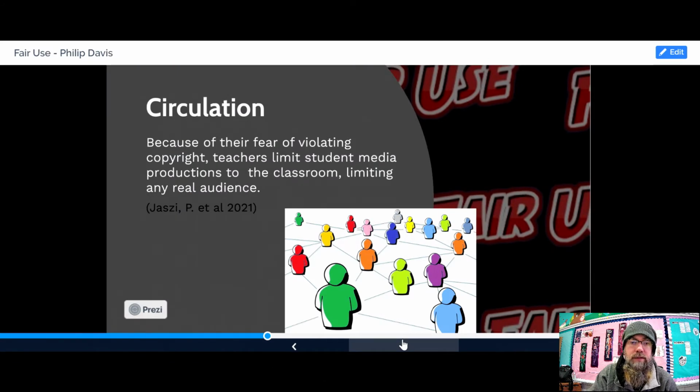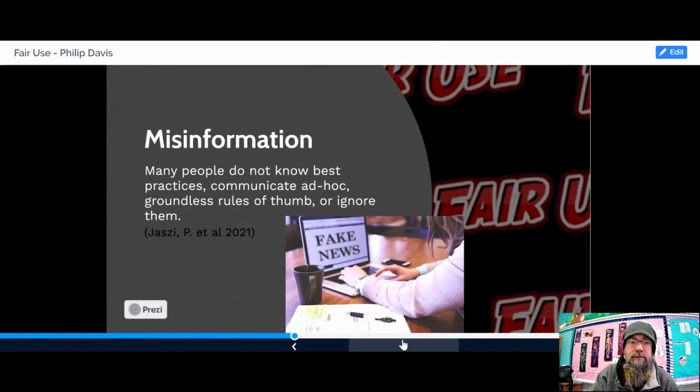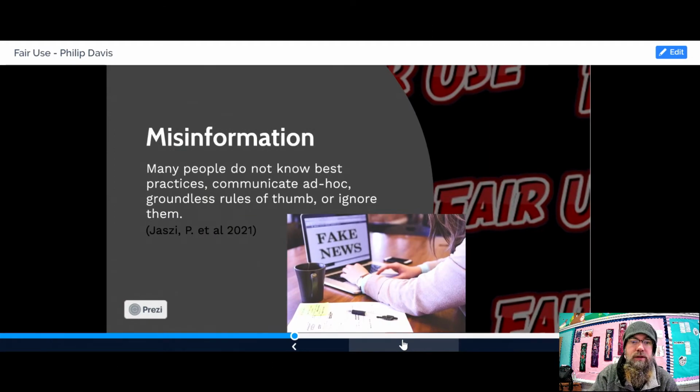And circulation. Because of the fear of violating copyright, teachers limit student media production to the classroom, limiting any real audience from the work that is produced. And misinformation. People just don't know the best practices and communicate some ad hoc, groundless rules of thumb, or even just ignore them when it comes to multimedia.